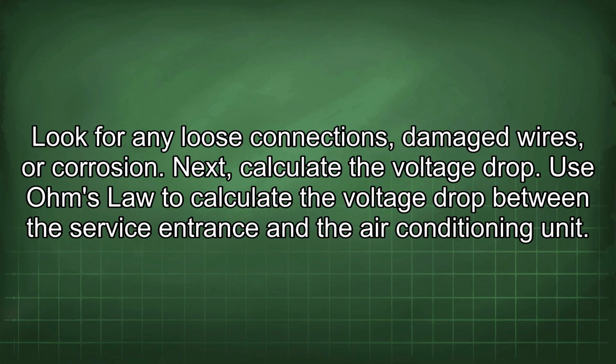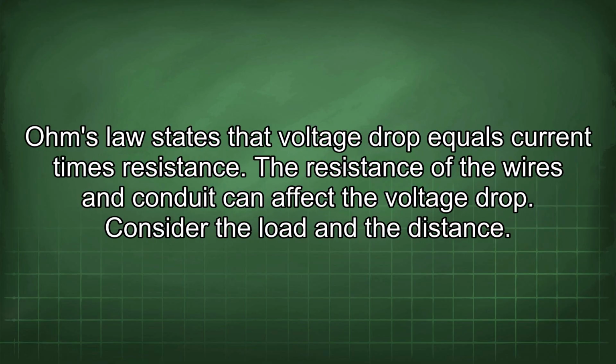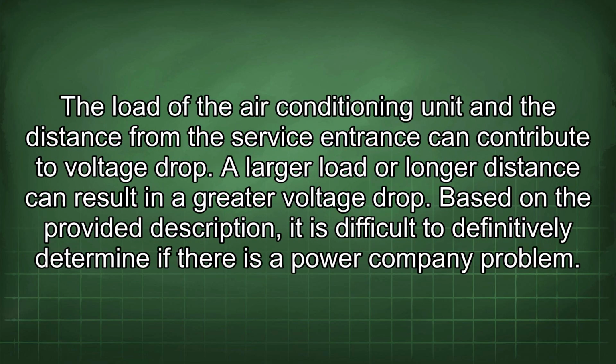Next, calculate the voltage drop. Use Ohm's law to calculate the voltage drop between the service entrance and the air conditioning unit. Ohm's law states that voltage drop equals current times resistance. The resistance of the wires and conduit can affect the voltage drop. Consider the load and the distance. The load of the air conditioning unit and the distance from the service entrance can contribute to voltage drop. A larger load or longer distance can result in a greater voltage drop.